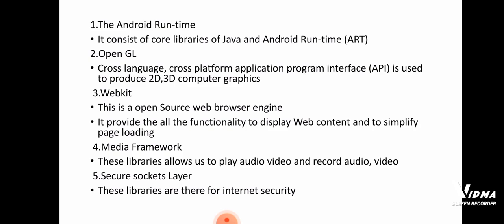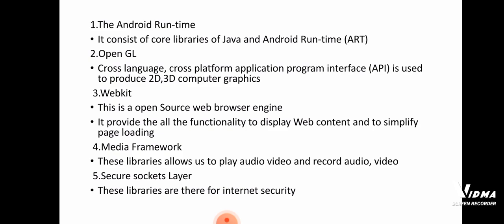First one, the Android Runtime. It consists of core libraries of Java and Android Runtime. Second one, OpenGL, a cross-language, cross-platform application program interface, API, used to produce 2D and 3D computer graphics.